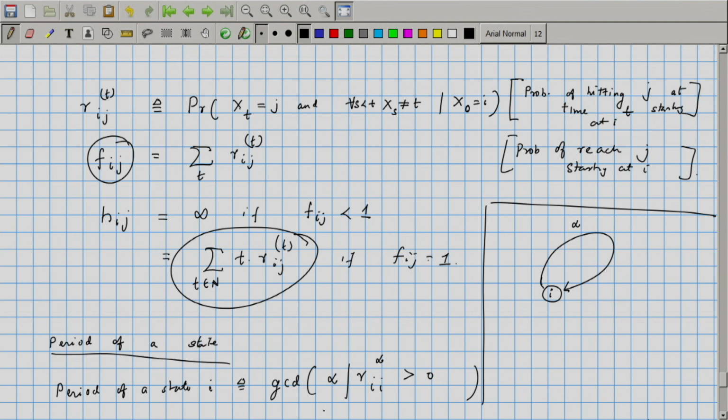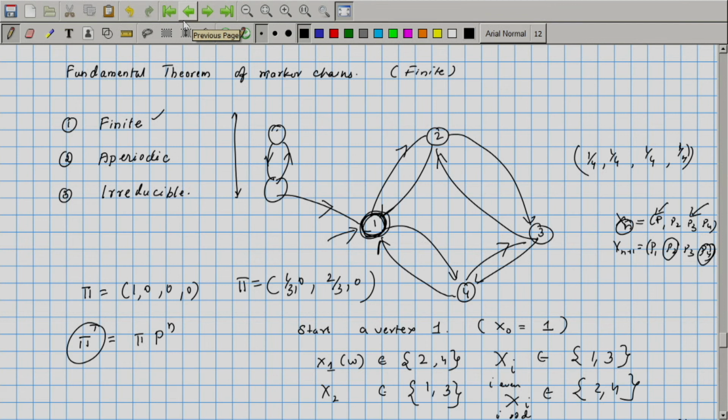Okay. And an aperiodic Markov chain is a chain whose period is equal to 1. So, this means the period equals 1 for every state. Look at every node in the Markov chain, if you had represented it in this particular fashion, which you can do for a finite Markov chain. The period of every state should be 1, then we call it an aperiodic Markov chain. We will need to look at the third requirement in the fundamental theorem, which is irreducibility.